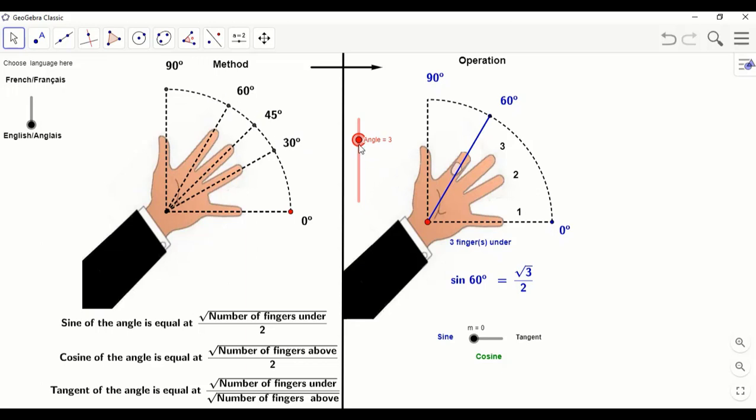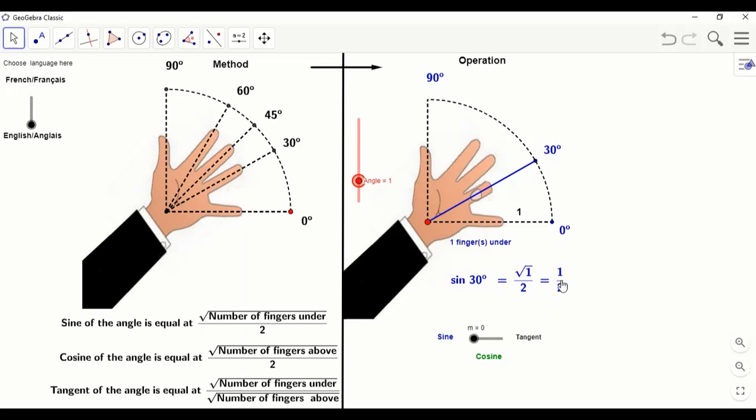So let me just play around with the applet and show you how it works. This is 45 degrees. Number of fingers under, there are 2. Find the square root divided by 2. If you go down again, for 30 degrees, we have 1 finger under, which is 1.